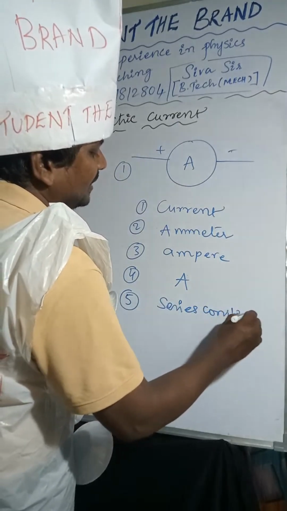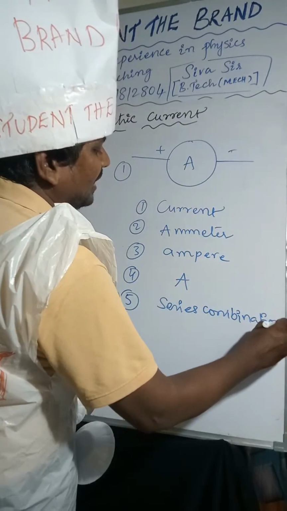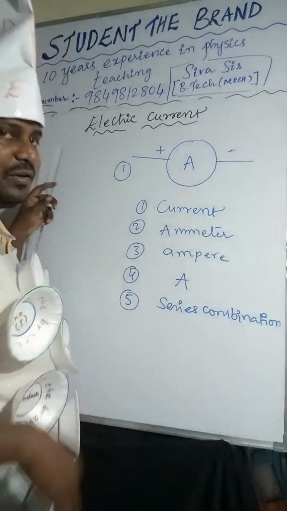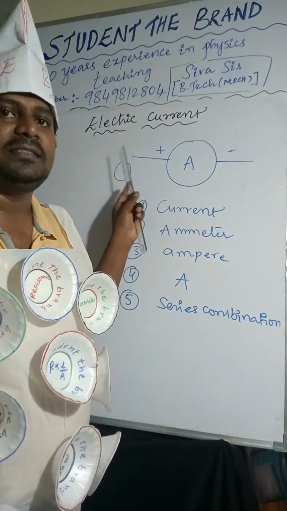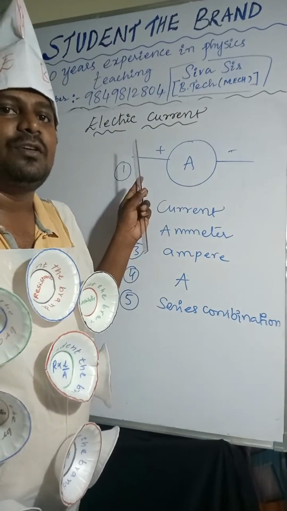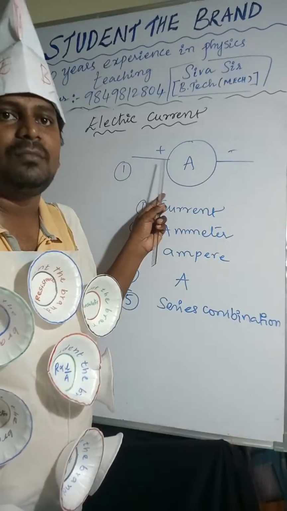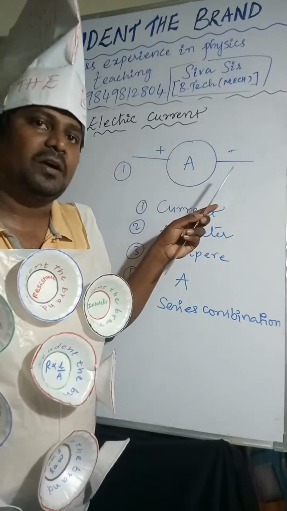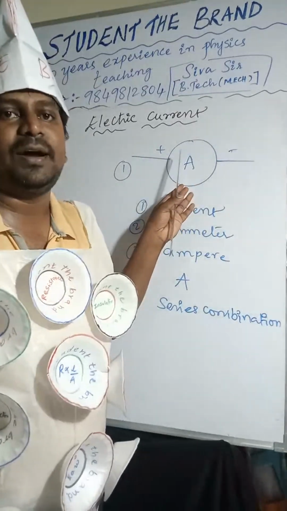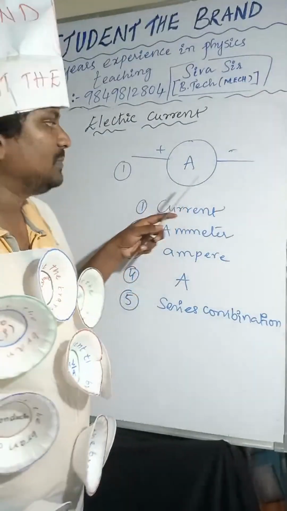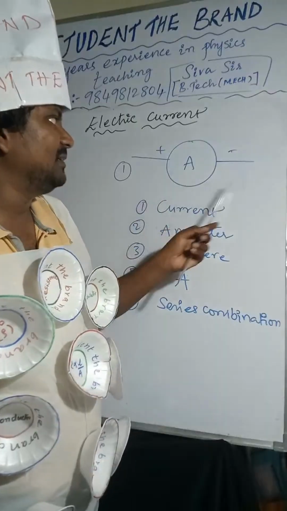Definitely, I am telling you, these points are helpful for the exam, helpful for solving problems. MCQs can also be expected from these points for 1 mark. So this is an ammeter.